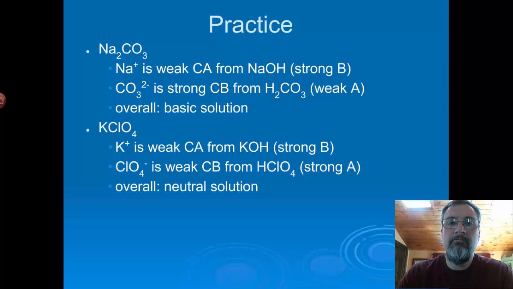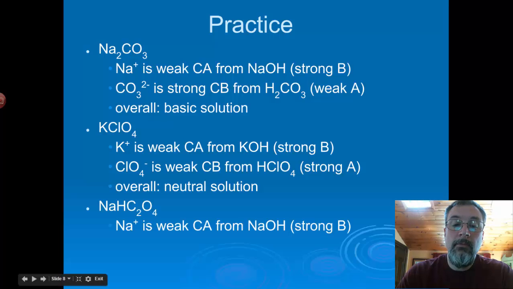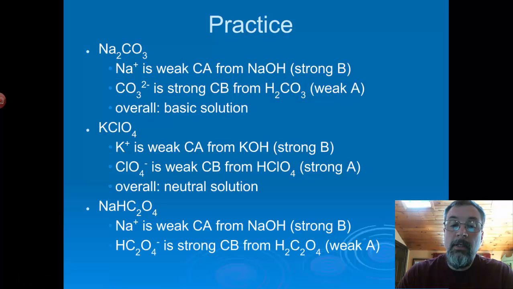K plus doesn't generally act as an acid. It won't donate a proton. It won't produce OH minus. And ClO4 minus is a very weak base. It doesn't accept protons. So if you have both weak, we say it's neutral. How about NaHC2O4? Na plus is weak. HC2O4 minus is a strong conjugate base because it comes from H2C2O4, which is called, say it with me, oxalic acid. So overall, this will be a basic solution.